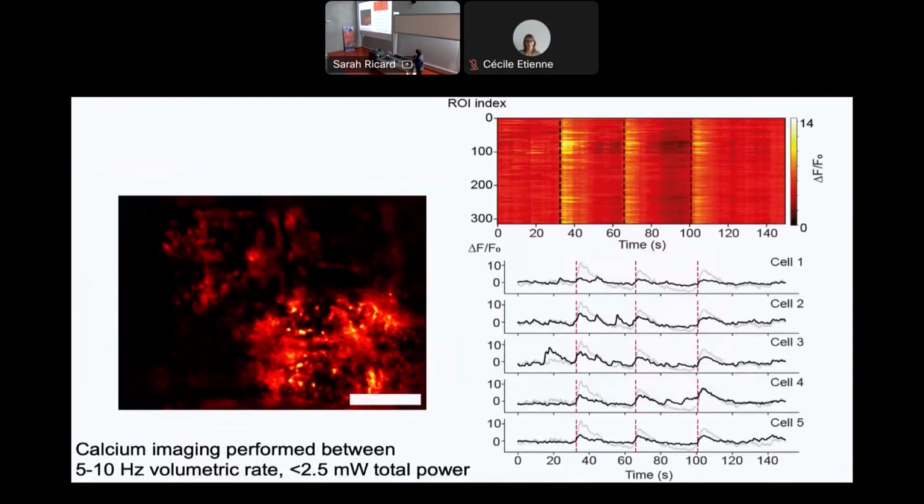And then we were able to use this microscope to record. So basically, these red lines indicate when the zebrafish is about to move. So again, this was the zebrafish larva. So they're nice and transparent.